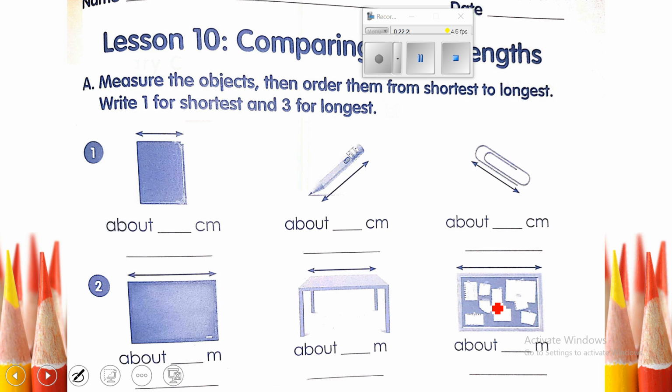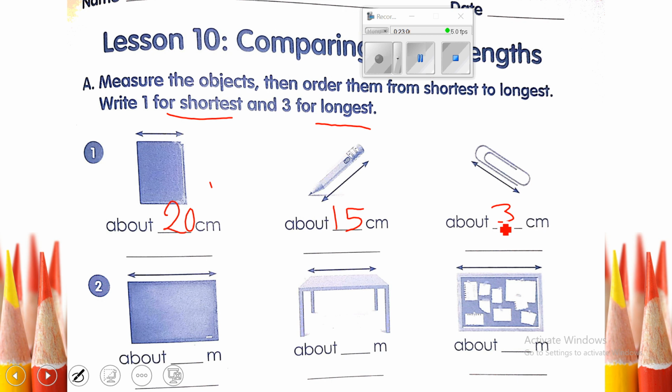I will just explain it. Measure the objects, then order them from the shortest to the longest. Write 1 for shortest and 3 for longest. So you have to bring your real objects. You have to bring a real book and a real pencil and a real paper clip. Measure them and find, yes, I want to estimate with you about this book. Maybe it's about 20. And this pencil for sure is shorter. It will be 15. And the paper clip, it's about 3.